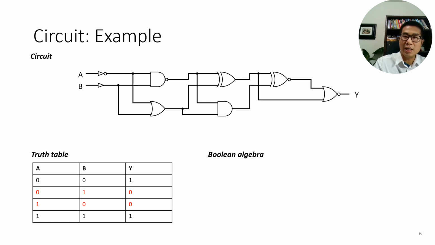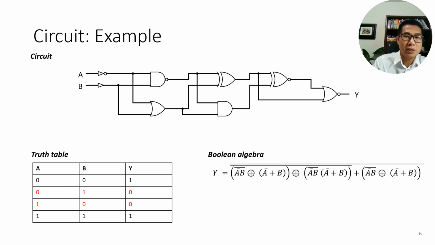Okay, so the Boolean algebra for this circuit can be written like this. This one is not A, this one is B. So you'll see this part, not A and B, and this one is not A and B. And then if you AND them together, then you negate it. So this one is an AND, you AND them together and then you negate it.